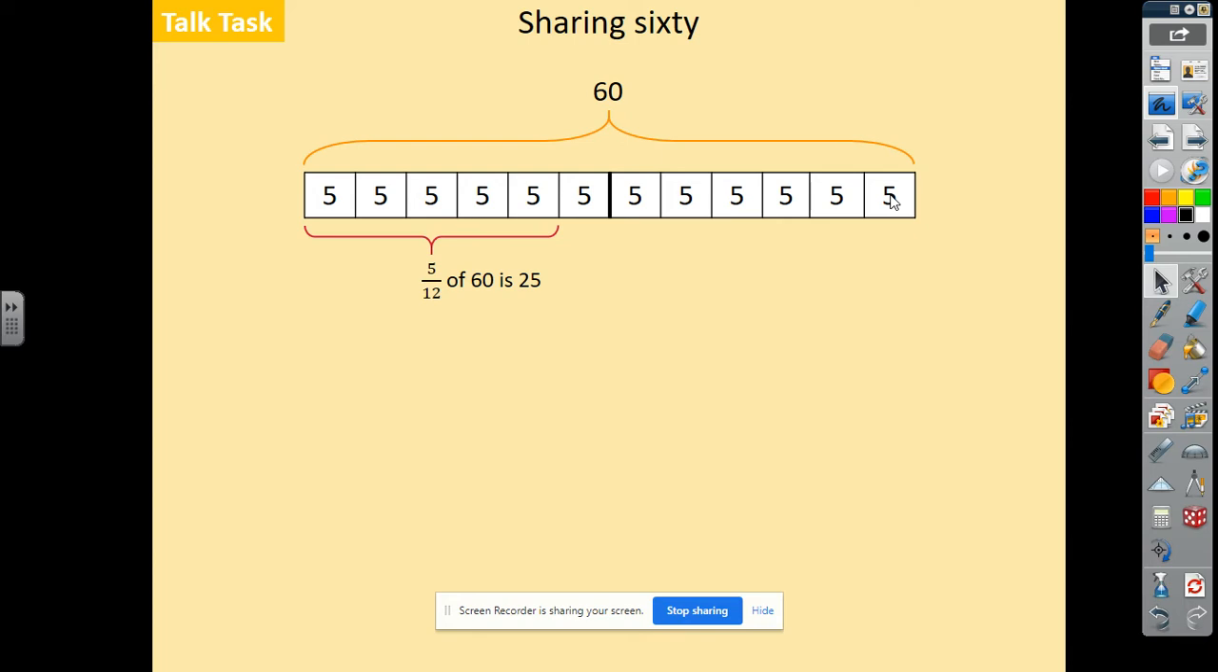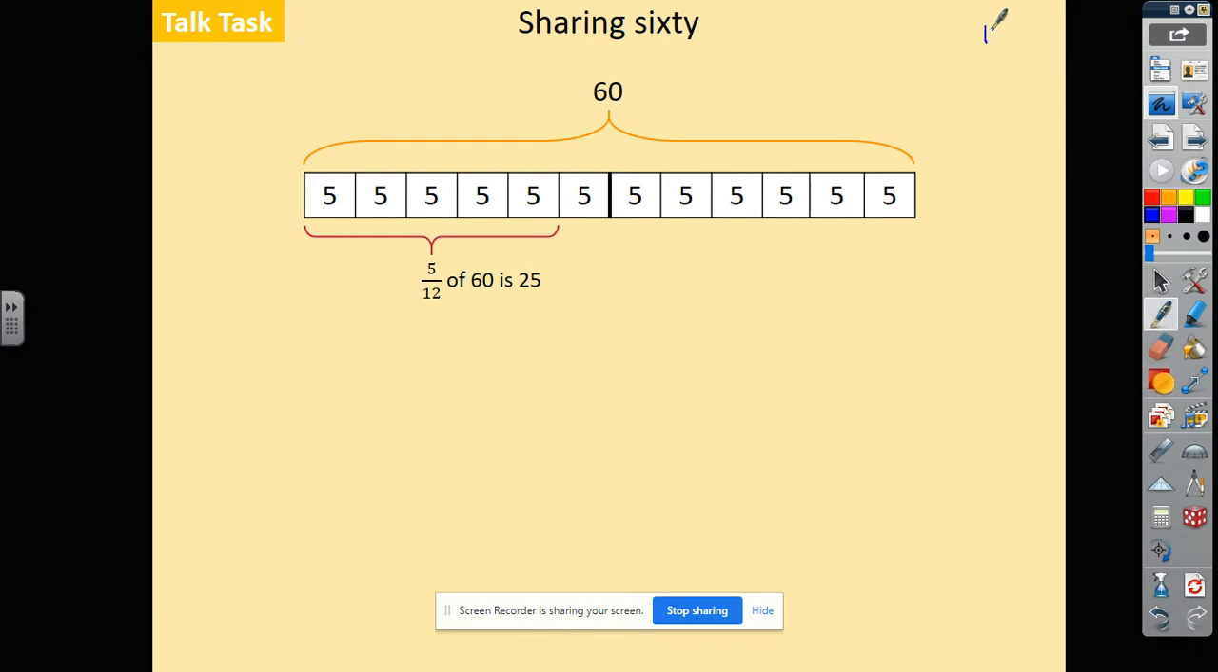Now 60 divided by 12, so we can do our 12 times table. In fact, let's write them down. So we've got 12, 24, 36, 48, and 60. So how many times? It's 1, 2, 3, 4, 5. Okay, so each one of these must be worth 5. So we've put 5 in all of our boxes that represent a 12th.